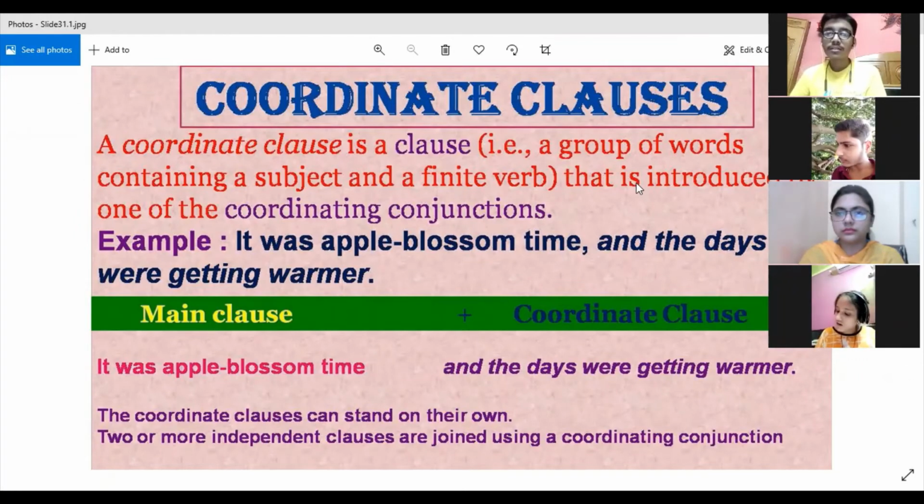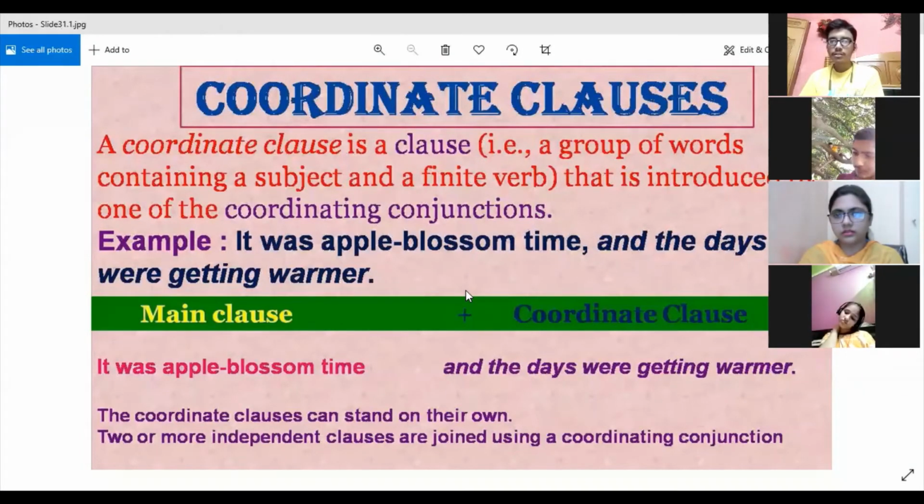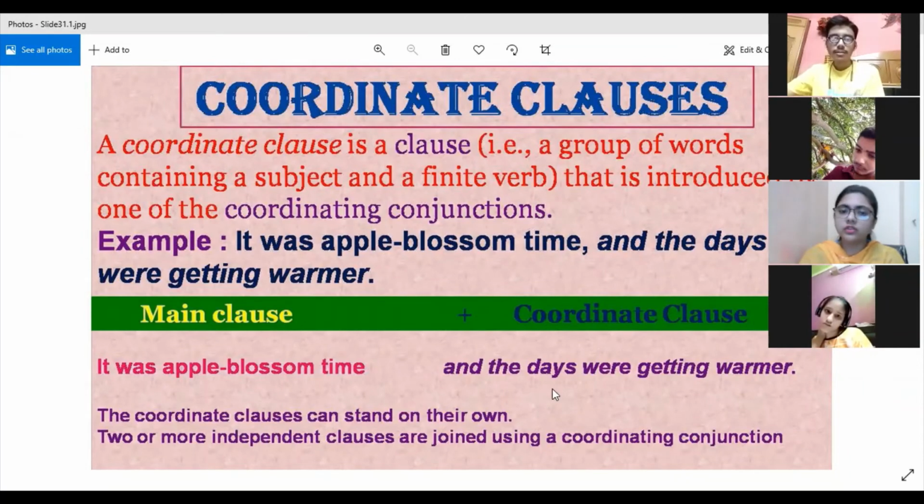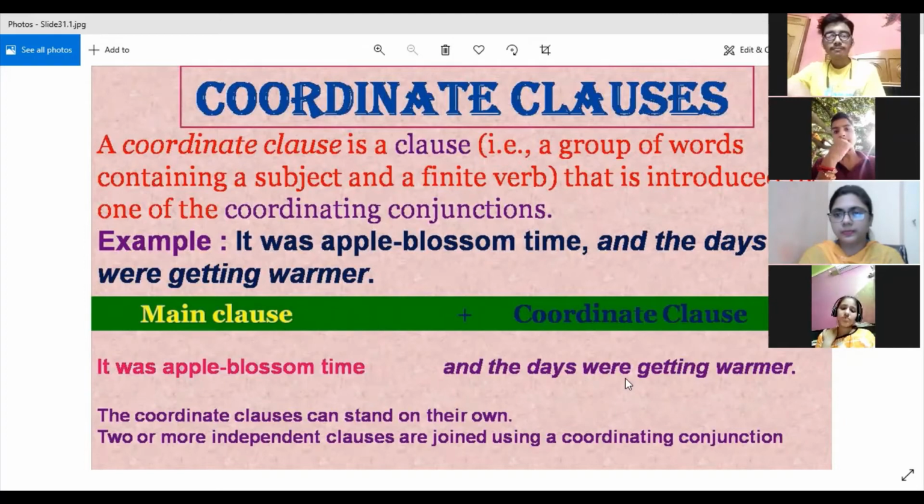Yes, Athar. Ma'am, in the subordinate clause there is an option that we can first write the subordinate clause and then the main clause. Can that be done in the coordinate clause also, or is it only for the subordinate clause? It's only for the subordinate clause, because in a coordinate clause, both the clauses are main clauses. So there is no need of writing the coordinate clause ahead. Okay.